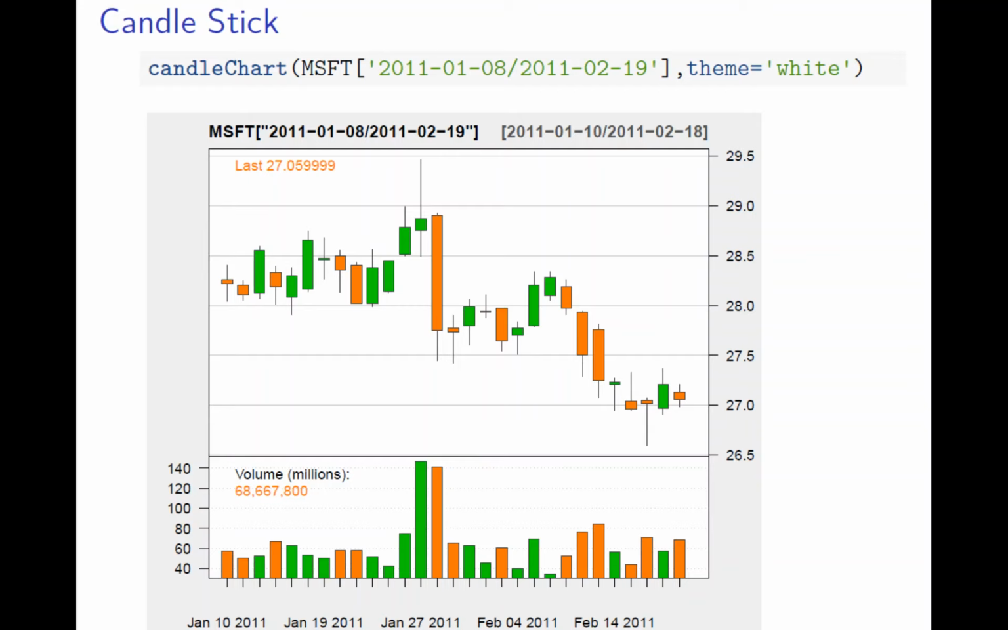In a candlestick, you can see there's a stick here. The top of the stick is the high, the bottom is the low, and the candle, or the body here, is either open or close, depending on up or down. If green is up, the bottom is open and the top is close. When it's orange, open is above and close is below. Okay, so this is the basic candlestick.